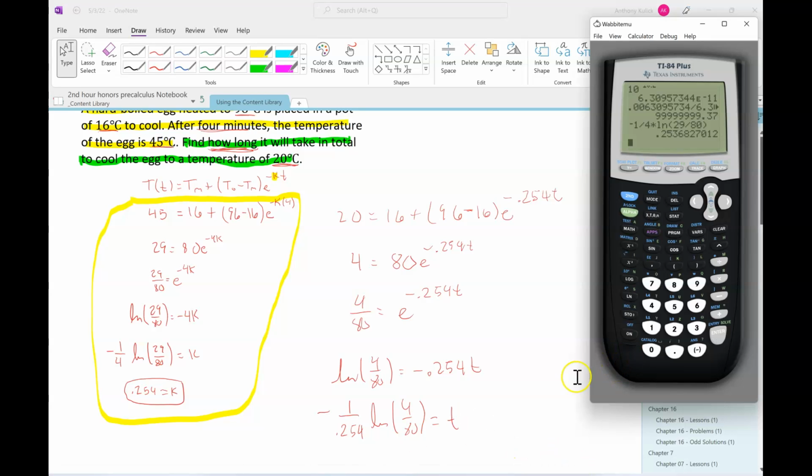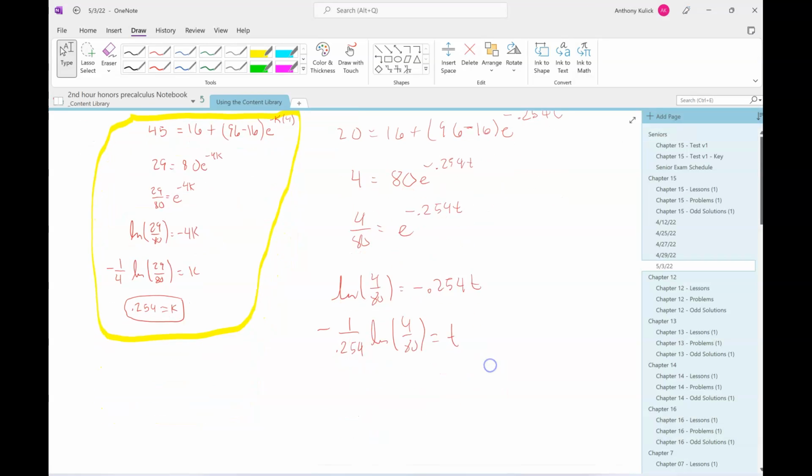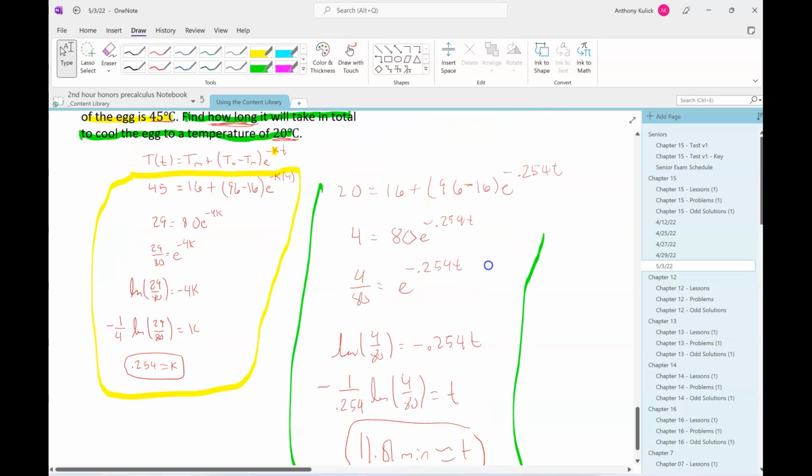All right, calculator time. -1 over. I'm going to steal all the decimal points from the previous one there, so I don't have to round my k. You know what I mean, guys? Give me a little bit more accurate answer. I get about 11.8 minutes. So this is like answering the green part of our question.